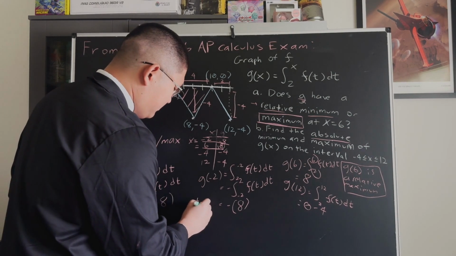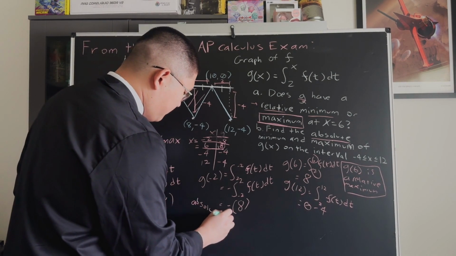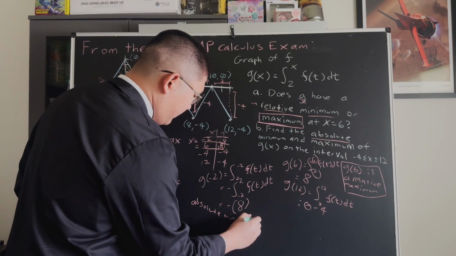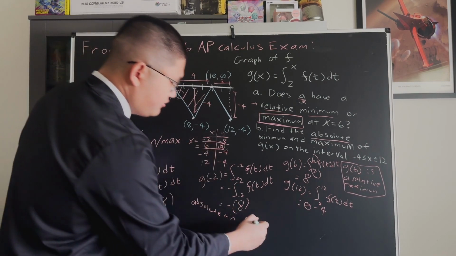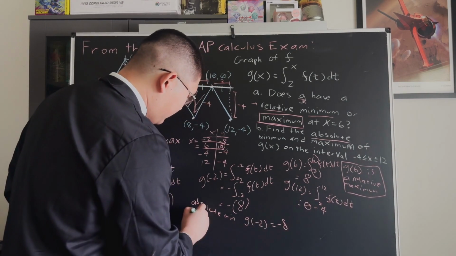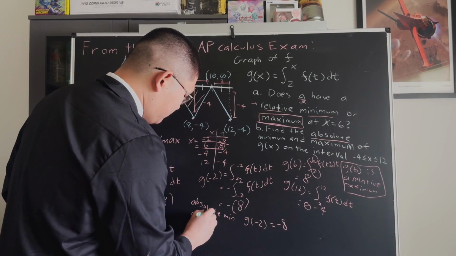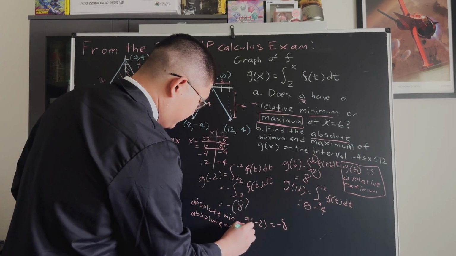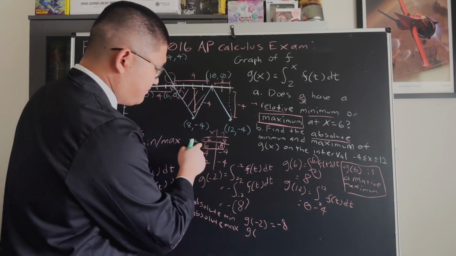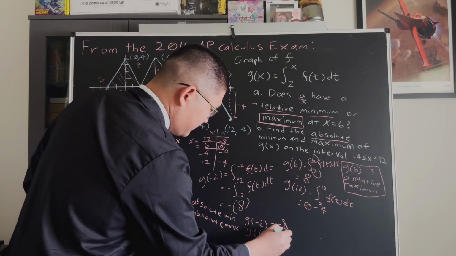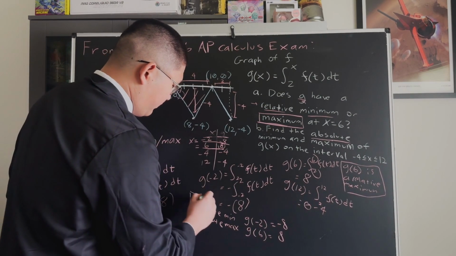So the absolute minimum, right, is going to be at g of, in this case, the smallest number of -2, which is equal to -8, and then the absolute maximum this time is going to be g of, in this case, +6, which results in a +8 for that function.